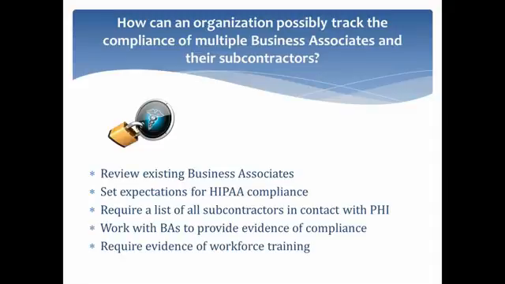The term could be sub-BAs, BAA. So a business associate agreement would be between the covered entity and the business associate that they do business with. And then as you work down the line, there would be sub-business associate agreements between the business associate and their subcontractors and the subcontractors' subcontractors and so forth.